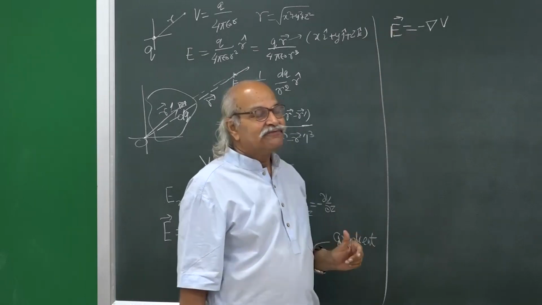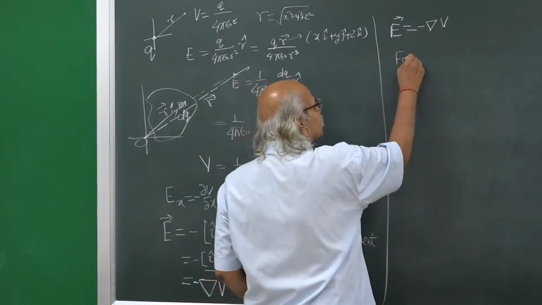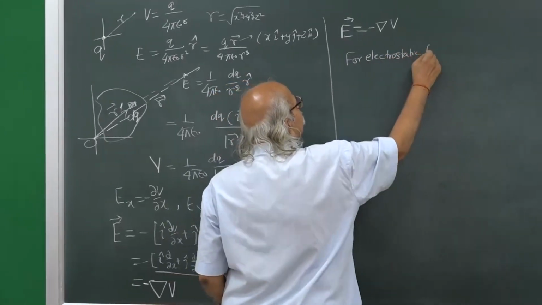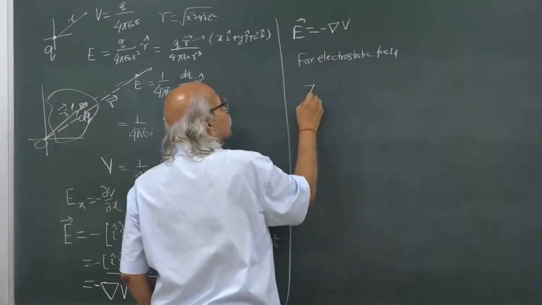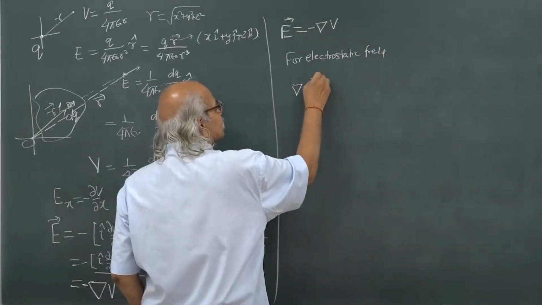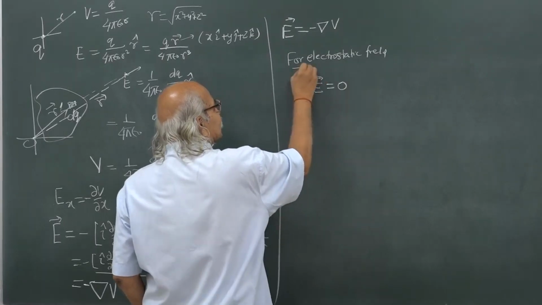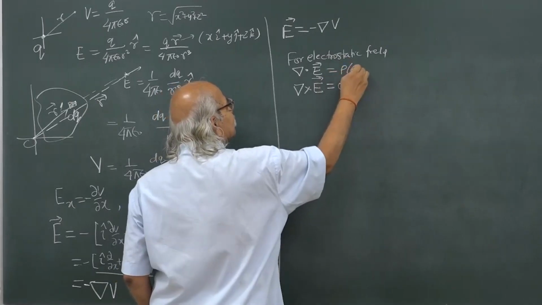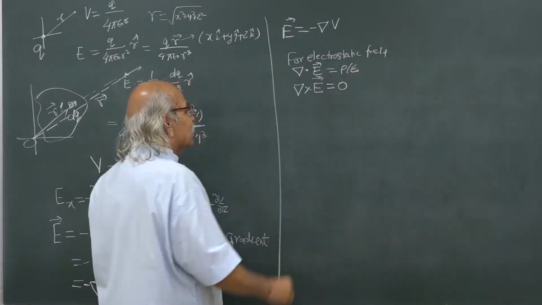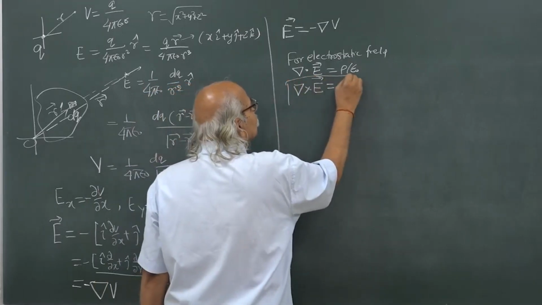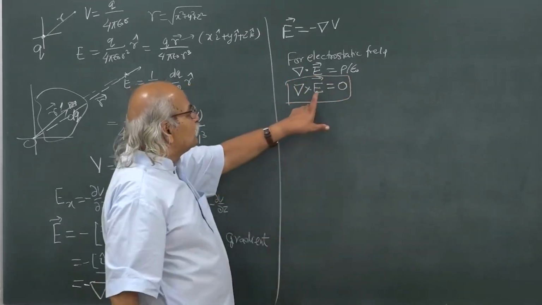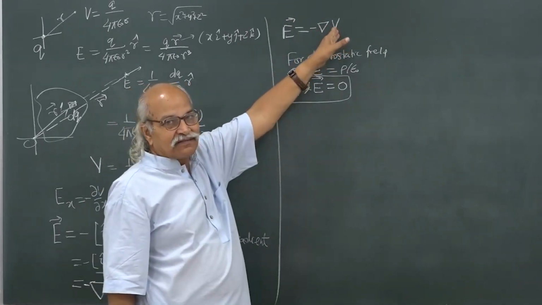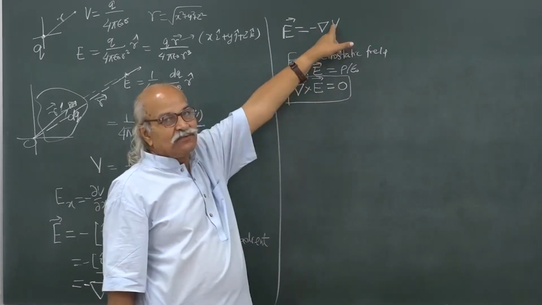That is ensured by the fact that for an electrostatic field, curl of E is 0, divergence of E is rho over epsilon naught, and curl of E is 0. This ensures that you can always write E as a negative gradient of a scalar function. This minus I can always absorb in this V.